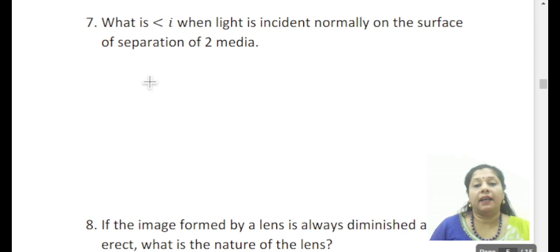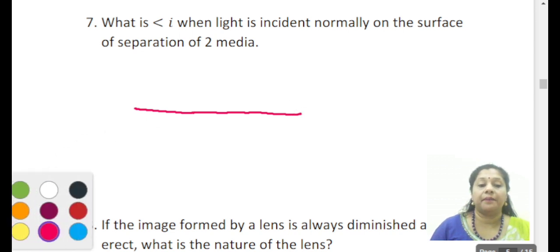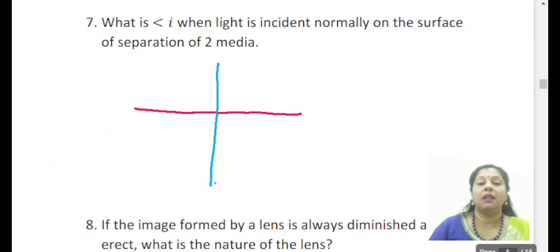What is angle I when light is incident normally on the surface of separation of two media? Suppose this is the plane, this is the normal. Suppose the light is falling over this. So when it is falling over this, actually the angle I or the angle of incidence is the angle between the normal and the incident ray. But here both are falling on the same line. So there is no angle. So it is 0. So the angle I will be 0 in this case.